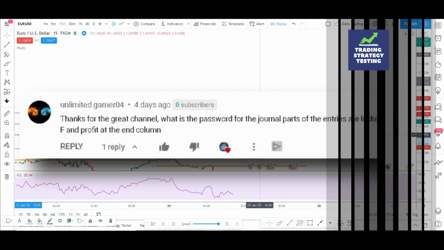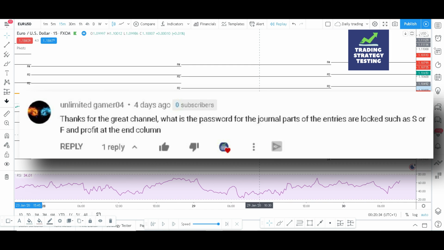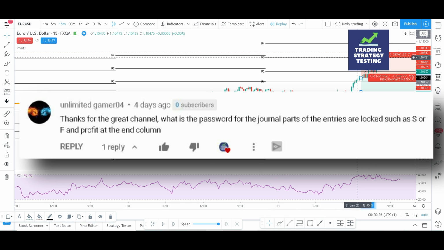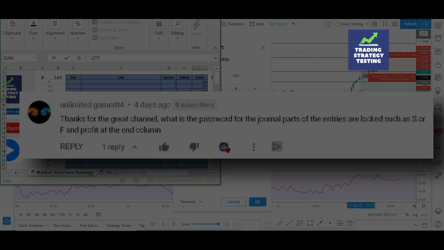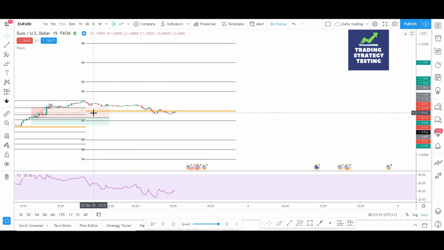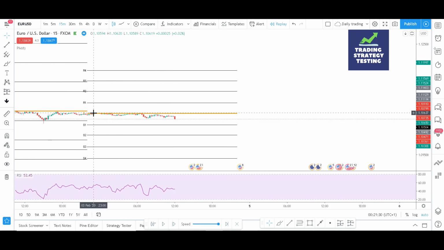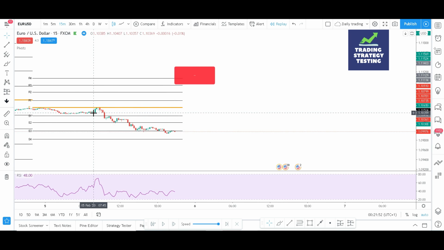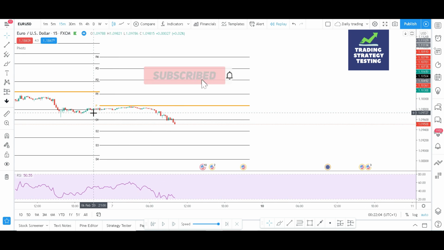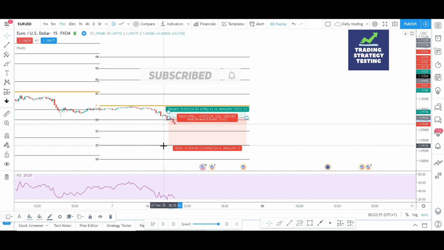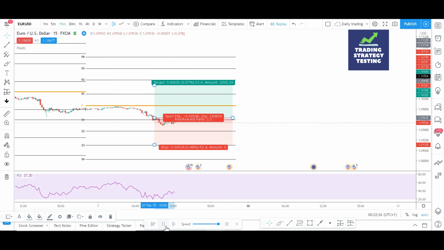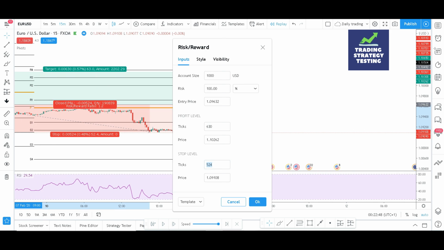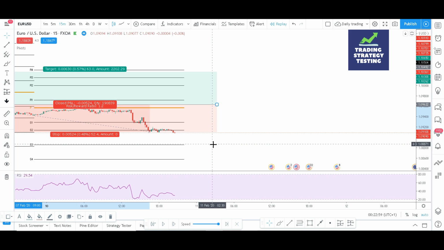The third question was from Unlimited Gamer 04 about the free trading journal file that we are using now. Some of the cells are actually locked to make sure that the file remains consistent and can be used and reused without having any altered formulas. The password is TST in one word. Make sure all the formulas are properly set so you won't have any misleading results. It is always important to have an intact trading journal in order to get highly reliable results. We are working to provide a web version on our official website so everyone can access it at all times.